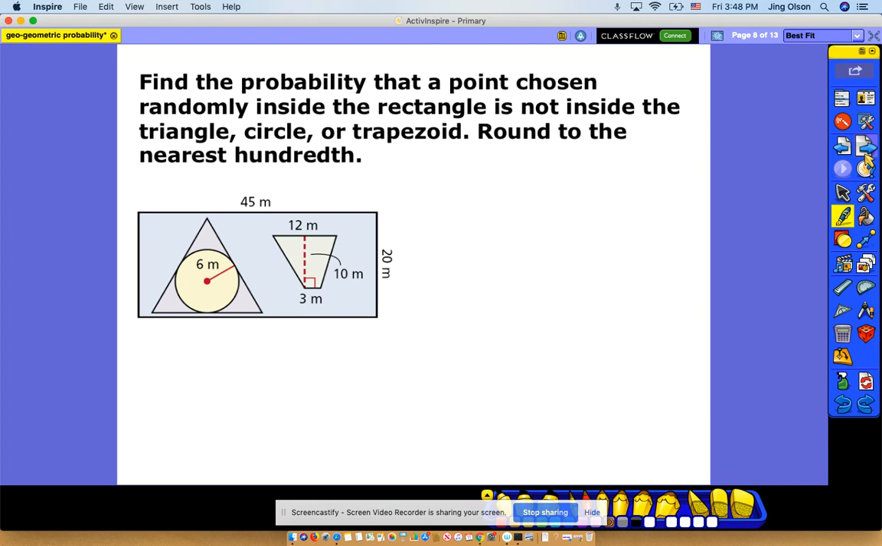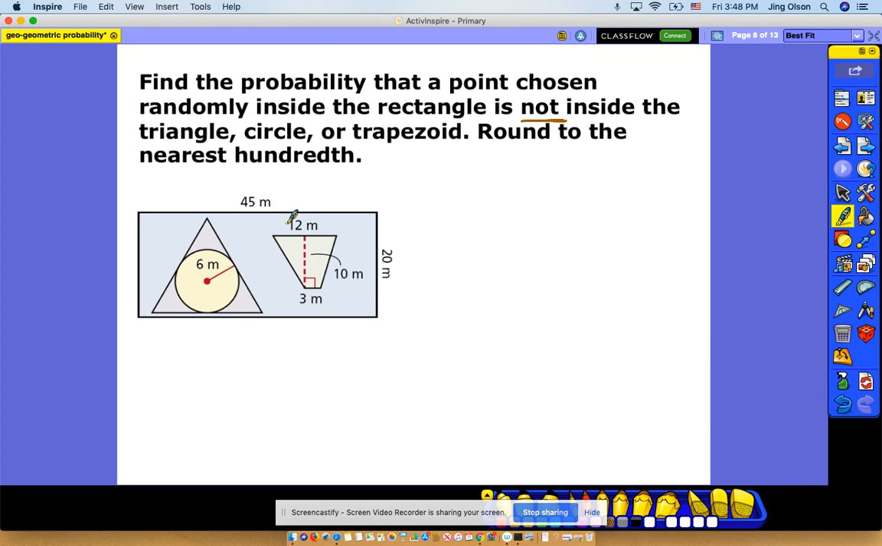Find the probability that a point chosen randomly inside the rectangle is not inside the triangle, circle, or trapezoid. Okay, let's read this one again. Find the probability that a point chosen randomly inside the rectangle. So we have a point that's going to be in a rectangle anywhere randomly. So what's the probability the point is not inside the triangle, circle, or trapezoid? Okay, it's not inside the circle, not inside the triangle, not inside this trapezoid.